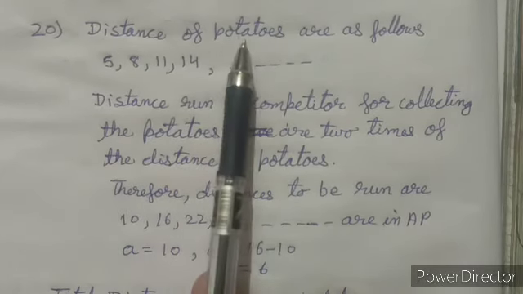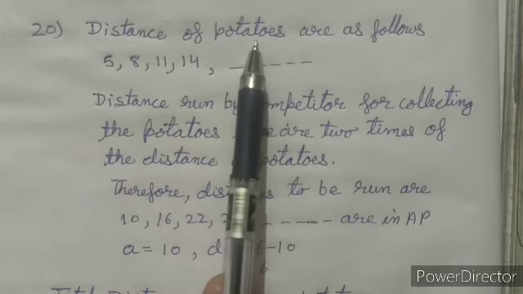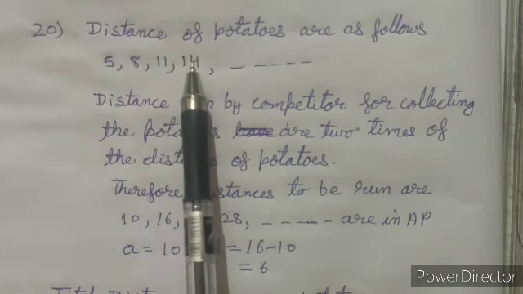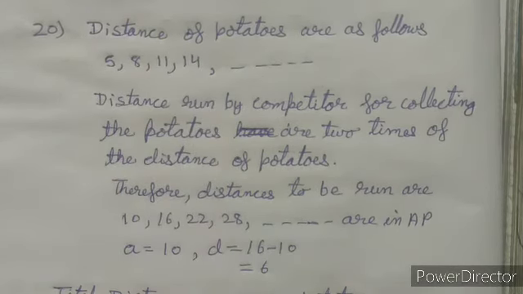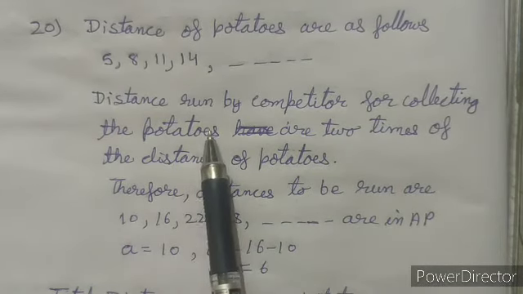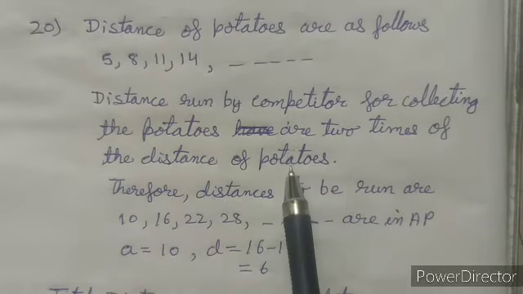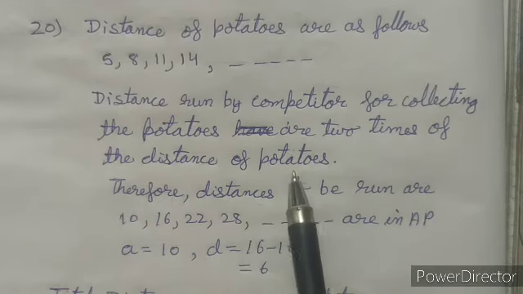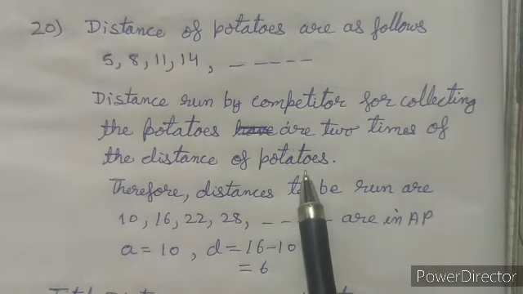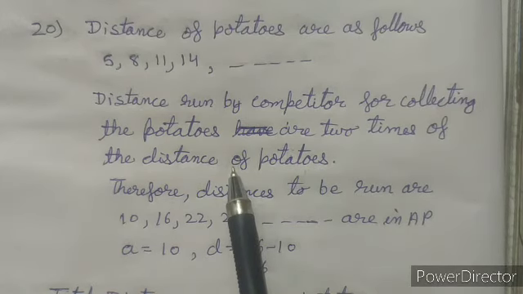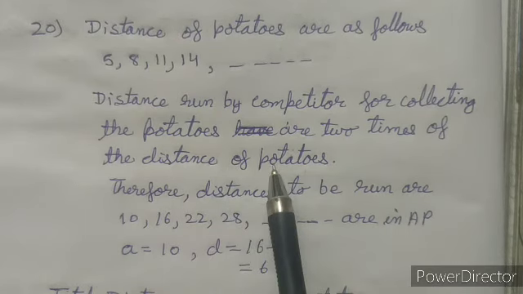Now the distances of the potatoes from the bucket are 5 meters, 8 meters, 11 meters, 14 meters, and so on. The distance run by the competitor for collecting the potatoes is 2 times the distance of the potatoes, as the competitor has to run from the bucket to the potato, and then after picking the potato, has to run back to the bucket. So the competitor has to cover twice the distance of the potatoes.